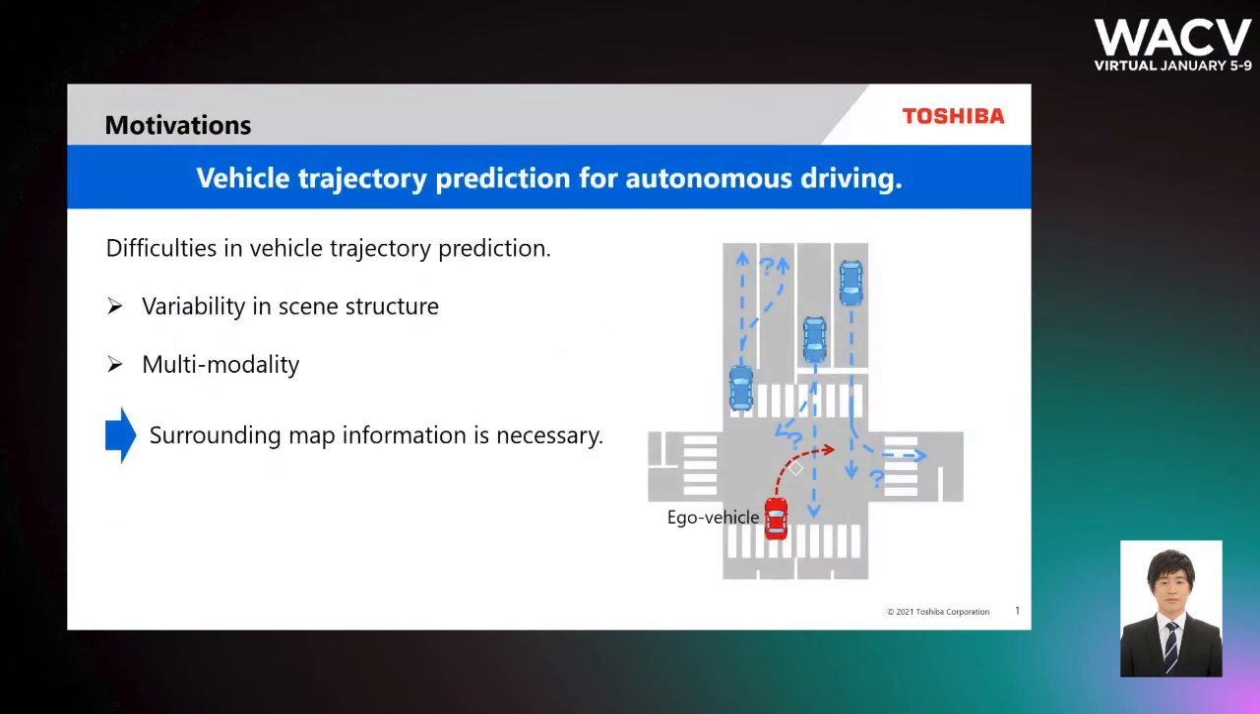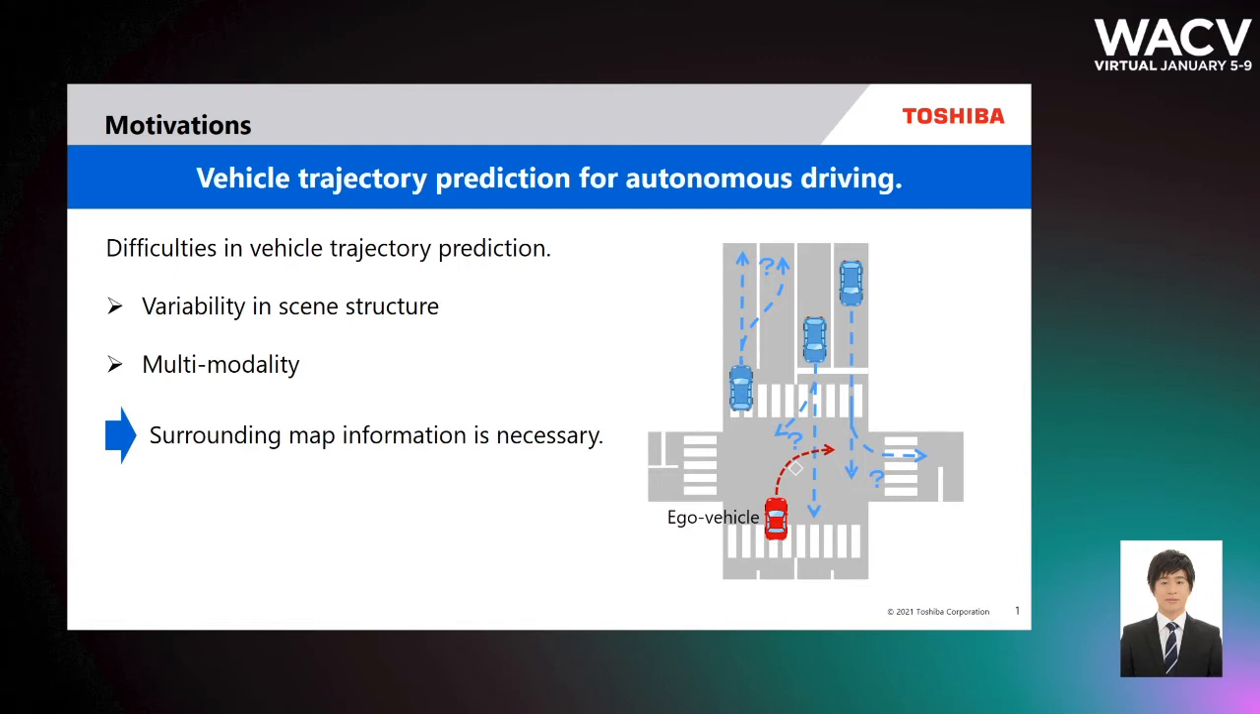At the beginning, I will explain our motivations. An autonomous vehicle needs to drive safely by predicting the trajectory of other traffic participants. We pick two difficulties for trajectory prediction. The first is variability in scene structure. Prediction tasks need to be able to accommodate a wide variety of road shapes.